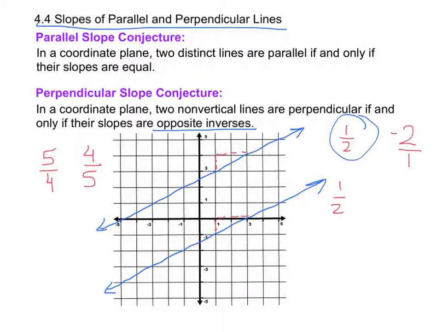So if we were to draw that, that would look something like this. And that is going to form a right angle with these lines because it's perpendicular.